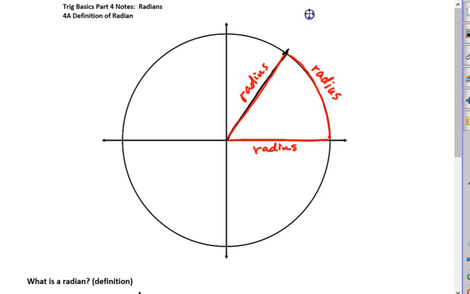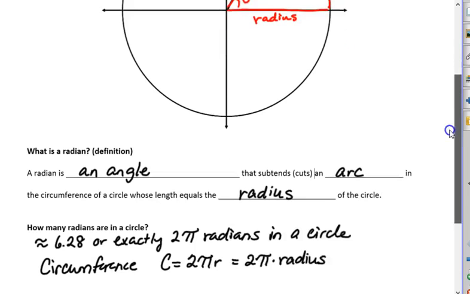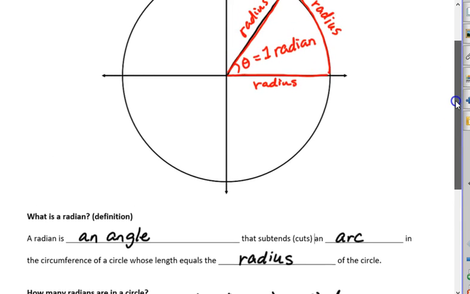If we have an arc that is the length of the radius of the circle, the angle that cuts out that arc is called a 1 radian angle. 1 radian. Now we can summarize this official definition by writing like this. A radian is an angle that subtends, or cuts out, an arc in the circumference of the circle whose length equals the radius of the circle.